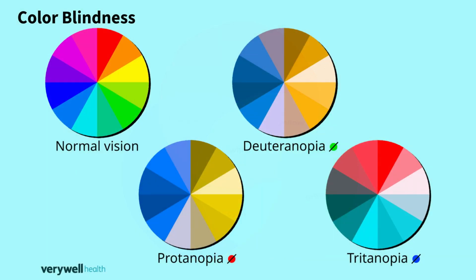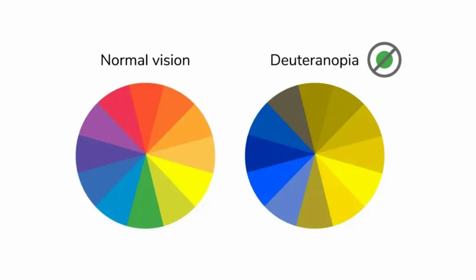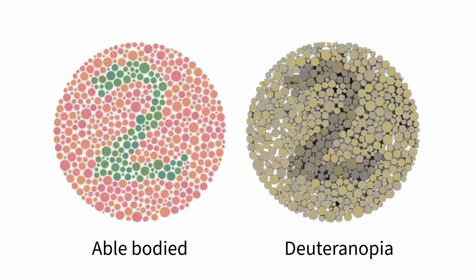When one type of cone is missing or faulty, color perception shifts dramatically. For example, someone with deuteranopia, or red-green color blindness, may see two identical shades where others see contrast. That difference can have major consequences in digital interfaces.